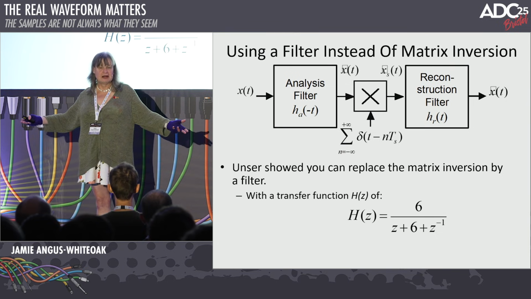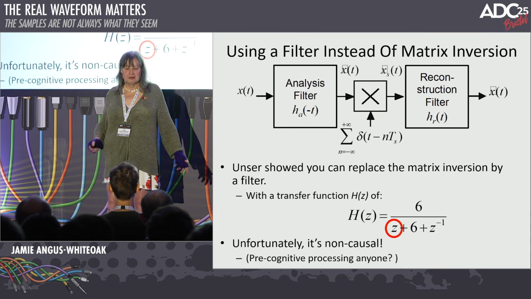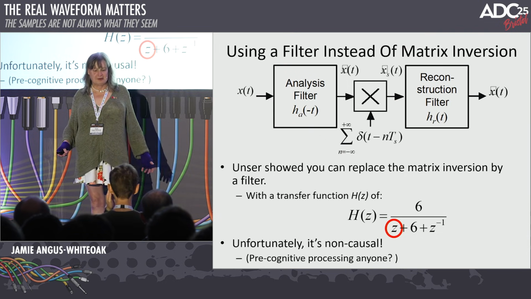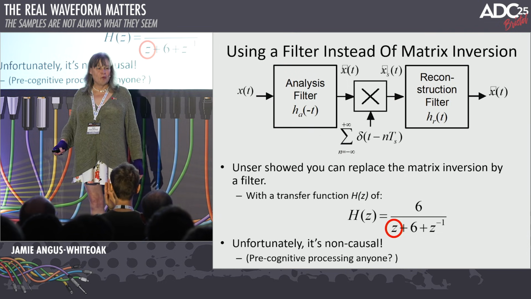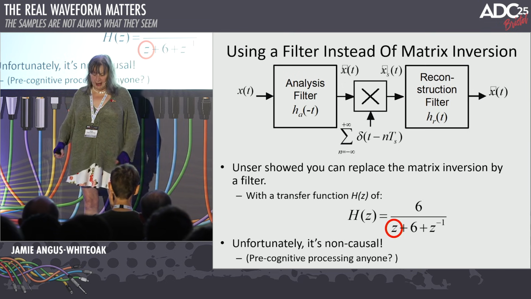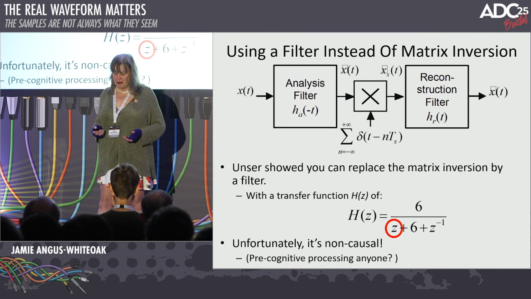What's the problem? Anybody see what the problem is? The problem is we have to be precognitive. We need a crystal ball for it, because we've got a one sample in the future advance, whatever you want to call it. It's non-causal. So yeah, precognitive processing, anyone?